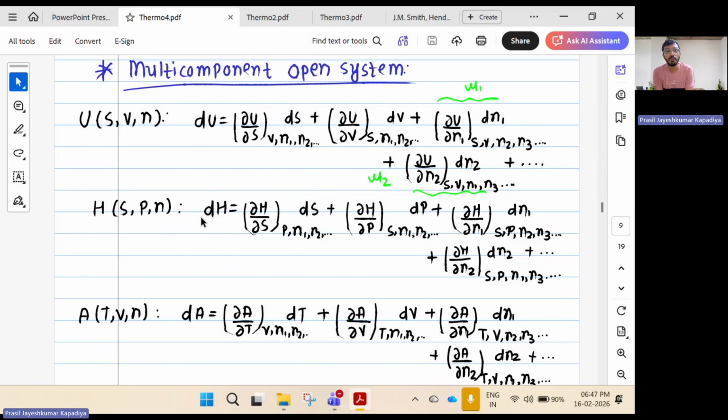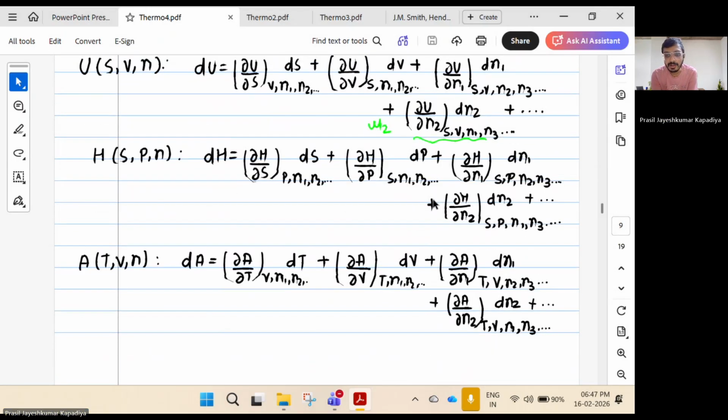Similarly, let's say I want to write it down for enthalpy. So enthalpy is a function of S, P, N. So I can write dH is equal to del H by del S into dS, at constant P and all N's, N1, N2, N3, all kept constant, plus now with respect to P, del H by del P at constant S and all N's, N1, N2 and so on, into dP, plus del H by del N1 into dN1 at constant S, P, N2, N3 and so on, plus similarly del H by del N2 into dN2 at constant S, P, N1, N3 and so on.